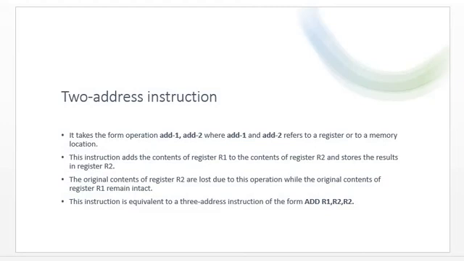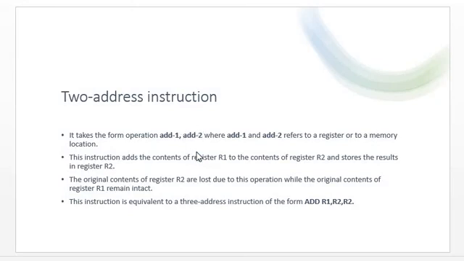For a 2 address instruction, we have our example here. And the example we have here of a 2 address instruction is add 1 and add 2. So what you are basically doing with the 2 address instruction here is adding the contents of register 1 to contents of register 2 and storing the result in register 2 here.